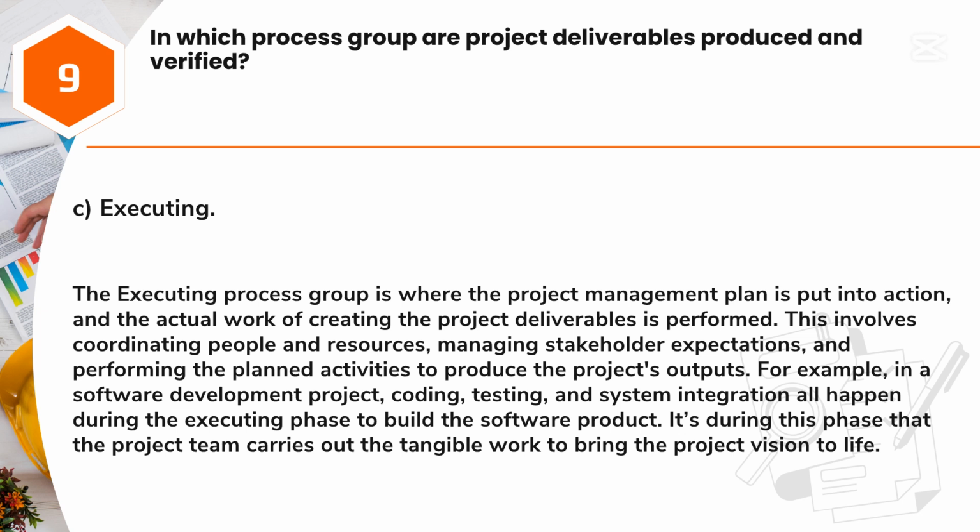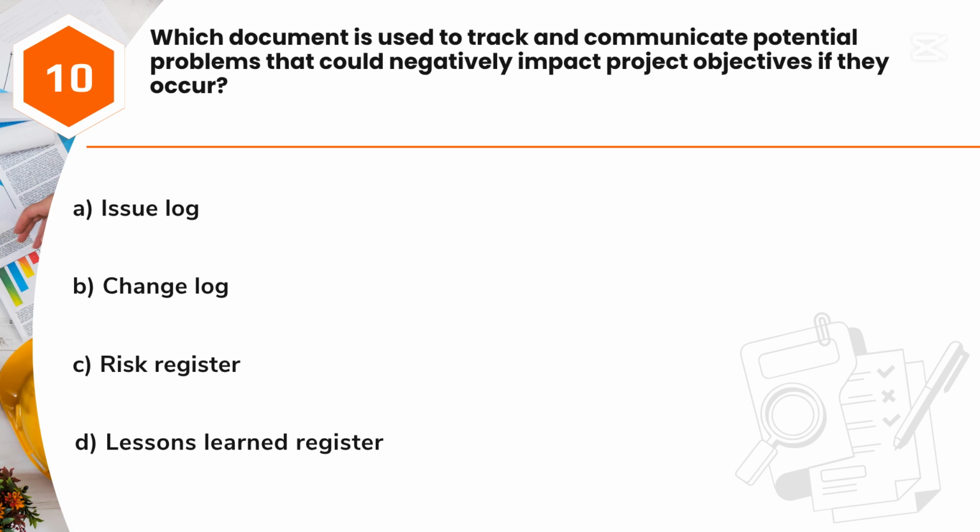For example, in a software development project, coding, testing, and system integration all happen during the executing phase to build the software product. It's during this phase that the project team carries out the tangible work to bring the project vision to life. Question 10.